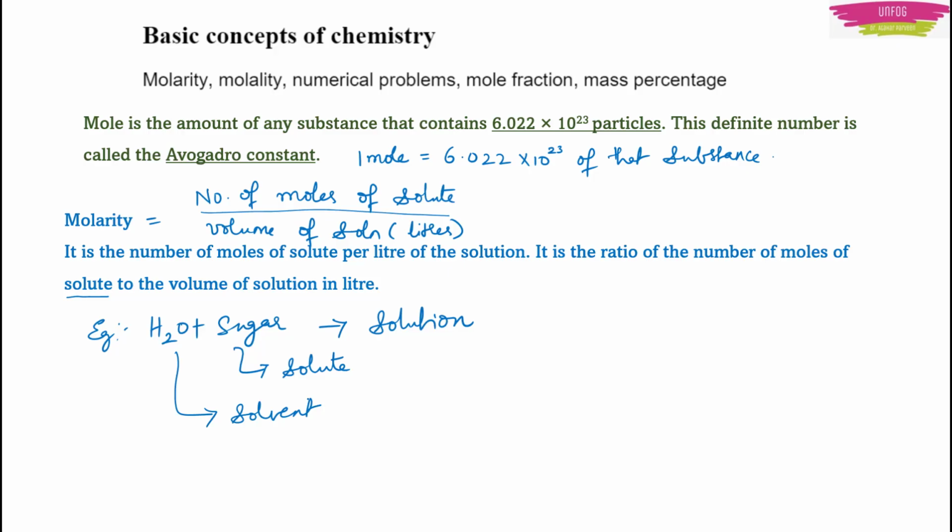Now, we know that molarity is equal to number of moles of solute upon volume of solution in liters. Now, what is this number of moles of solute? Number of moles means the density, right? The density of that material. Density is equal to mass upon volume. And this molarity is denoted by capital M. Commonly, we denote it by capital M.